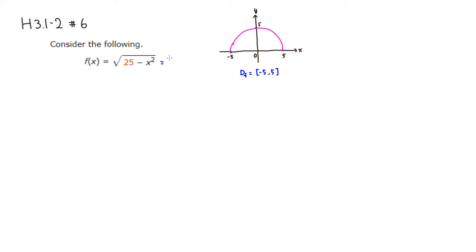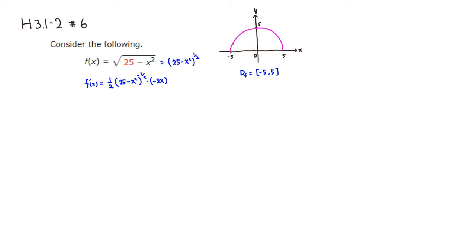I don't like square root, so I'm going to rewrite it as the quantity 25 minus x squared to the 1/2 power. Then if you take the derivative of this, you're going to get positive 1/2 in front, and 25 minus x squared remains the same, and reduce the power by 1, so it's going to be negative 1/2. Then we're going to multiply by the derivative of the inside, which is going to be negative 2x.